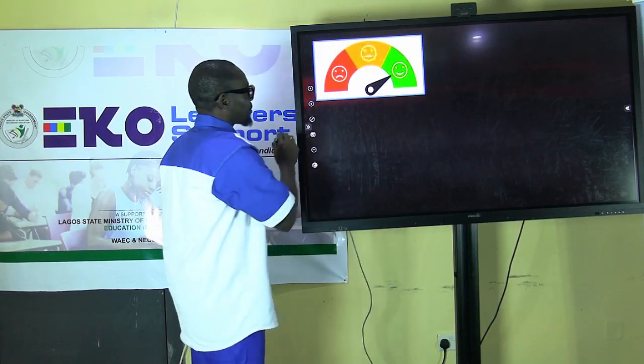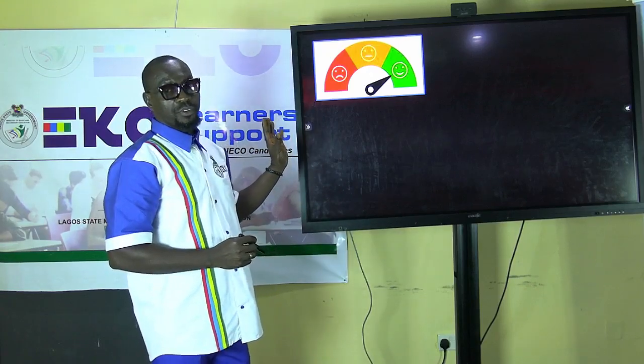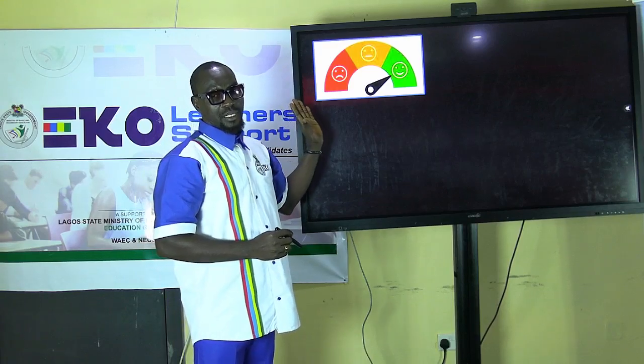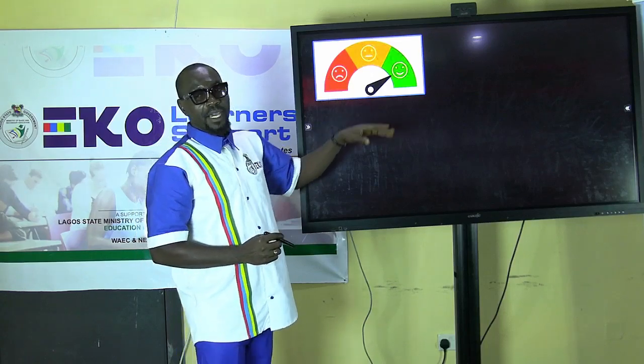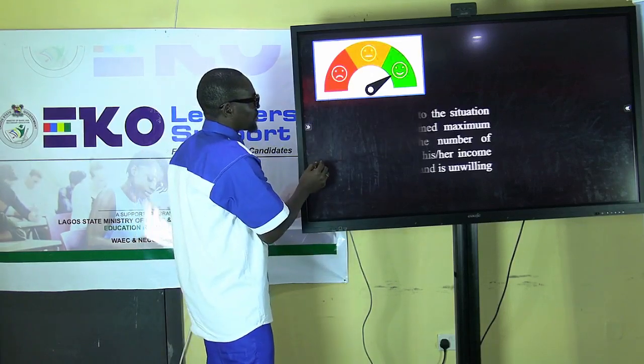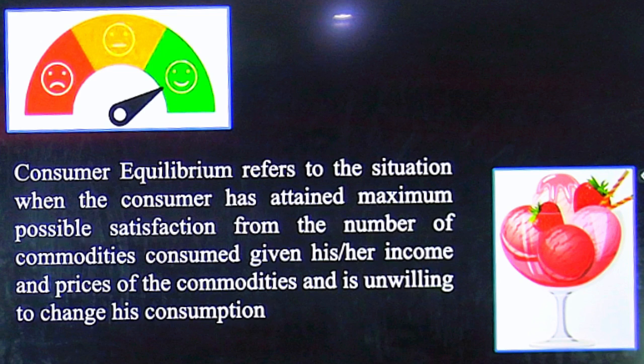What is consumer equilibrium? As this diagram indicates, we are moving from unhappy to okay, and then finally to satisfaction. So consumer equilibrium refers to a situation of maximum satisfaction, basically. A situation of maximum satisfaction from the consumption of different amounts of commodities at the disposal of the consumer.